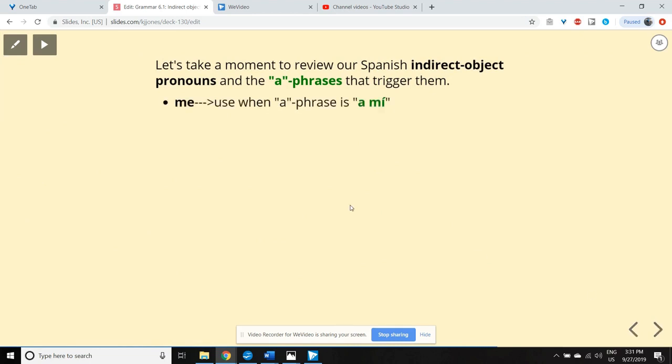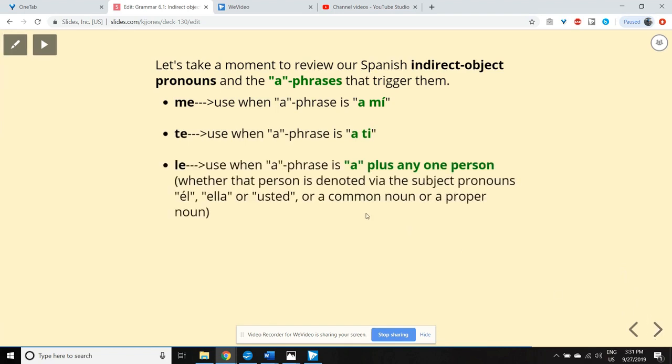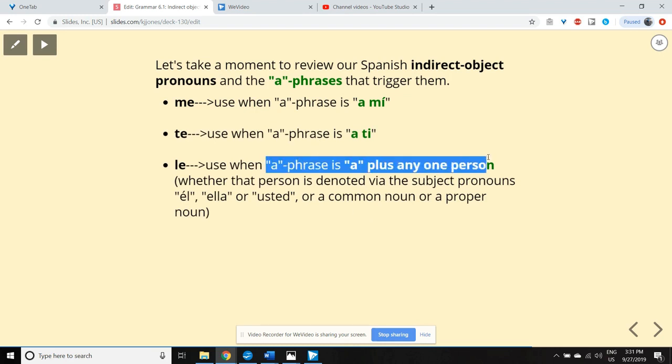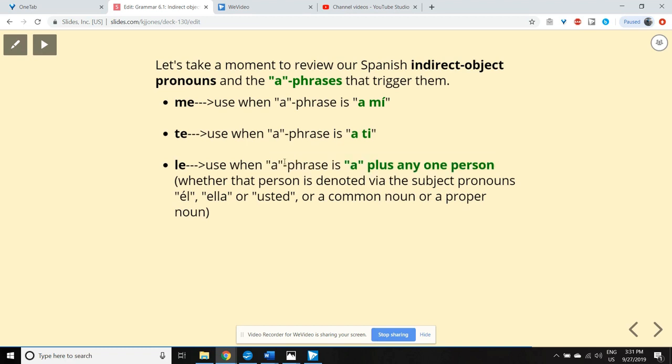All right. So our first person indirect object pronoun is me, and we use this when the a phrase is a mí, right? Then we have te, and we use this when the a phrase is a ti. Simple enough. Then we have le. This is our third person singular indirect object pronoun. We use this when the a phrase is a plus any one person, whether that person is denoted via the subject pronouns él, ella, or usted, or via a common noun or a proper noun. When our a phrase is a plus any one person, our indirect object pronoun will always be le.